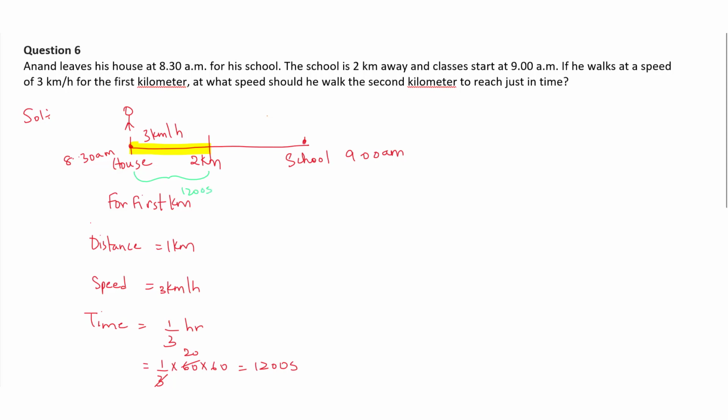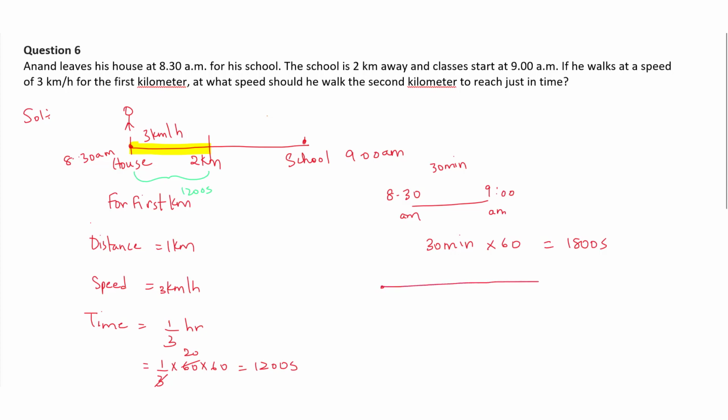As we know, to move from his house to school, because he started at 8:30, he has to reach by 9 a.m. So in between there are 30 minutes to travel. 30 minutes converted to seconds, multiplied by 60, gives rise to 1800 seconds.